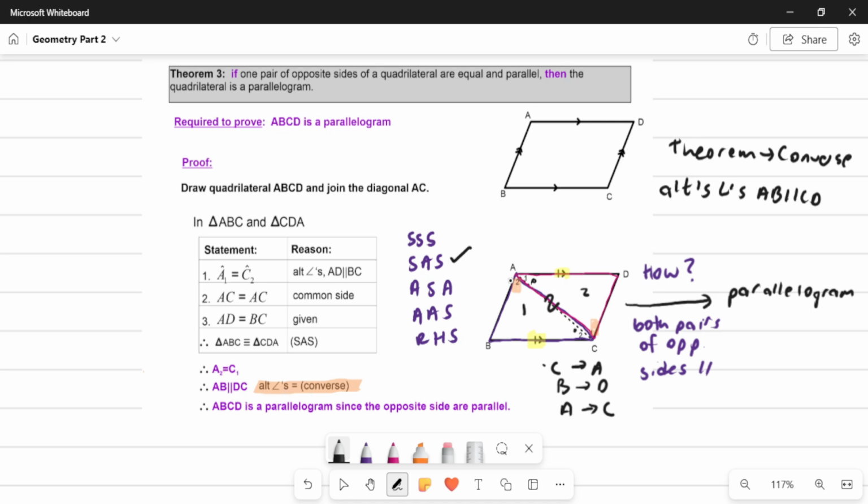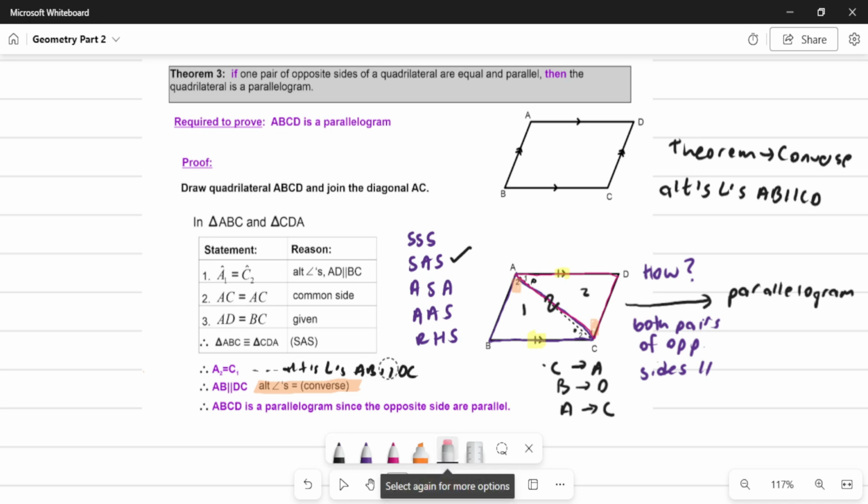And so what we can say is that because the alternate angles are equal, then the sides are parallel. And what's your reason? Is that alternate angles are equal, and in brackets you must put converse. And so that's why you're telling your teacher that you understand what you're doing. You're telling them I'm not making use of the theorem. Because if I made use of the theorem, then I'll say that A2 is equal to A1 by reason of alternate angles, AB parallel to DC.